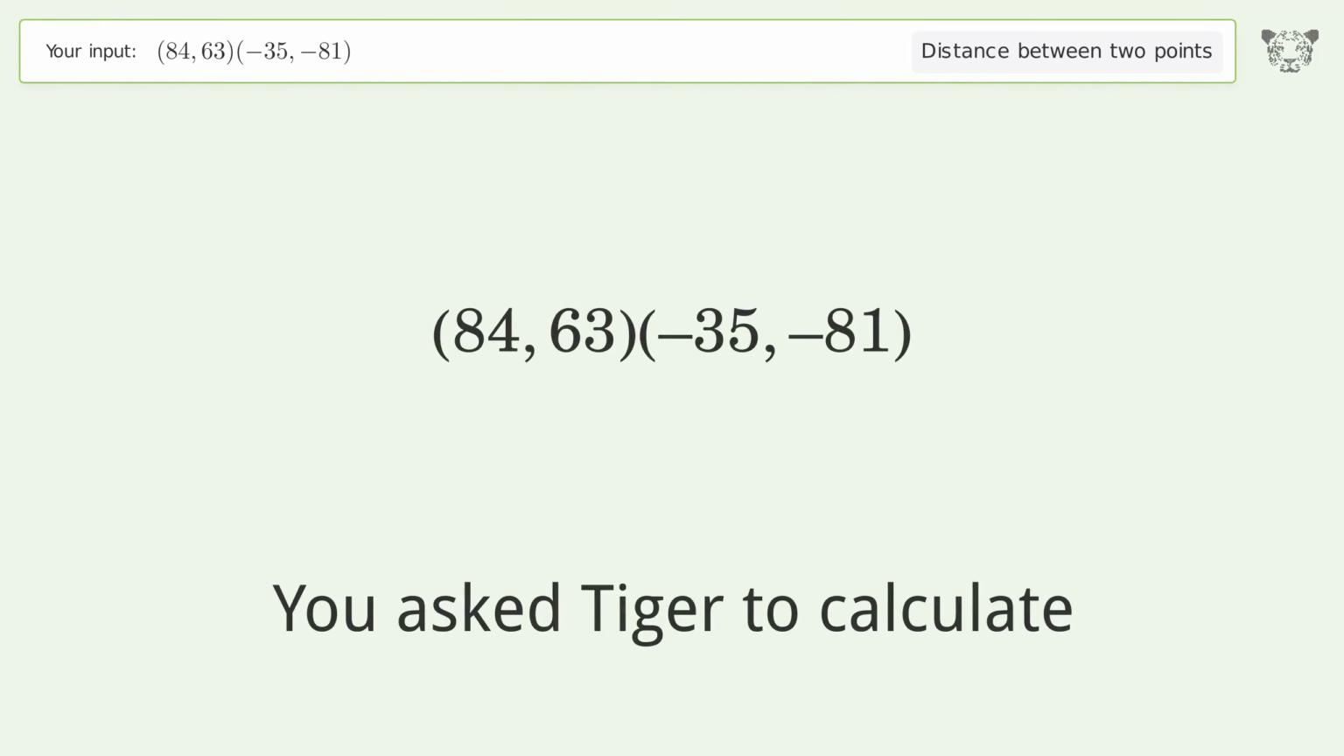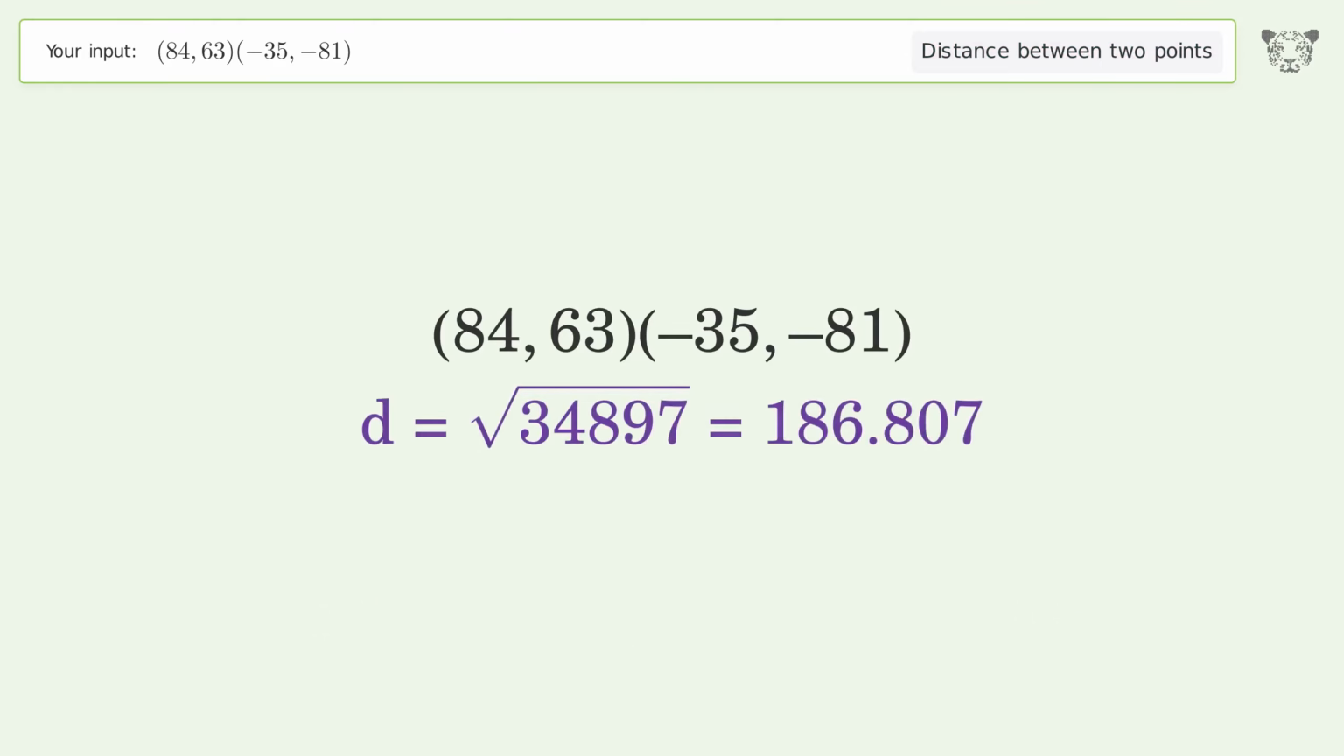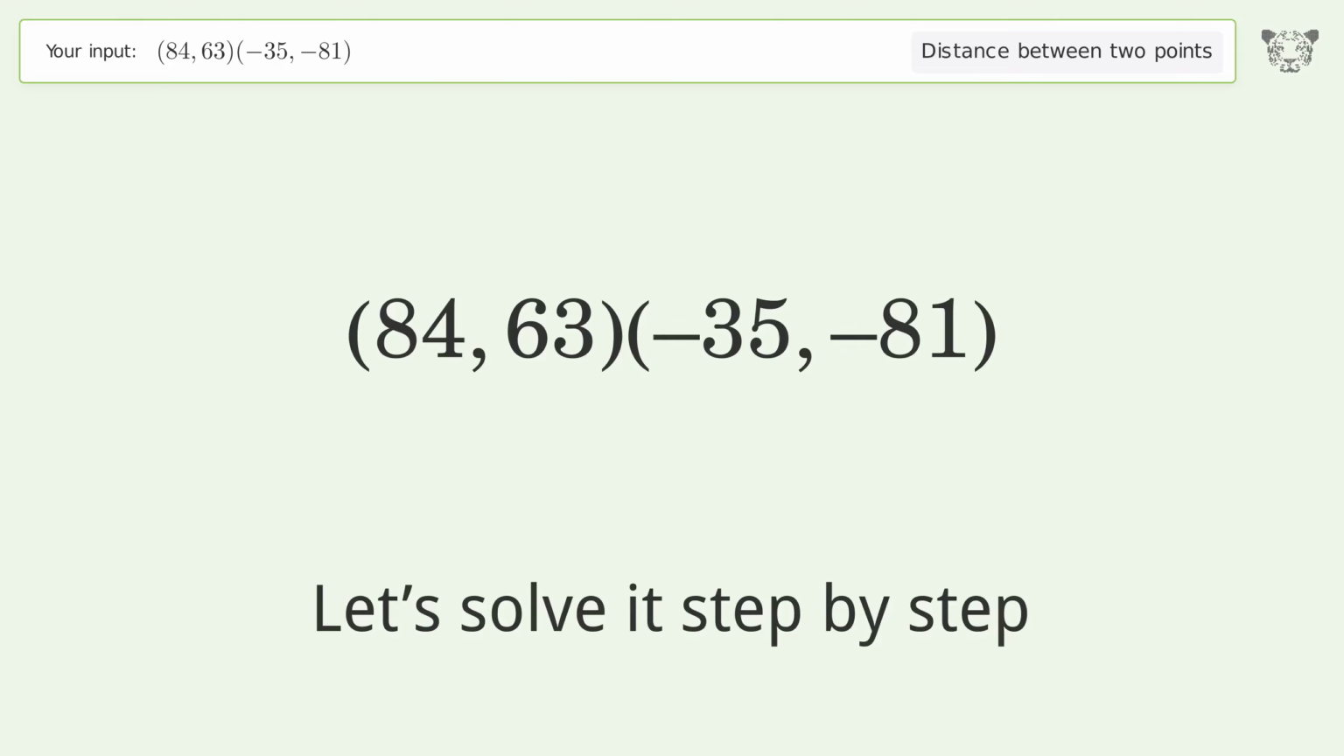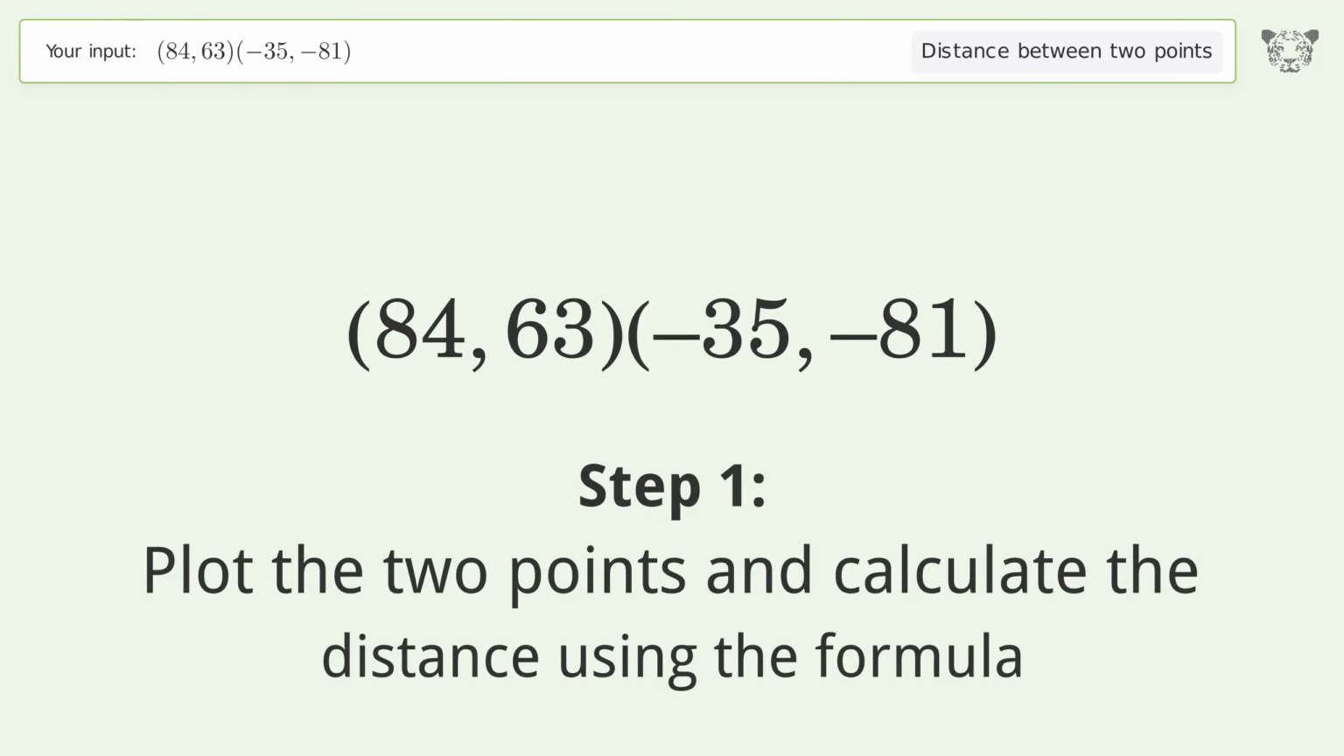You ask Tiger to calculate. This deals with the distance between 2 points. The distance between the 2 points is the square root of 34,897, or 186.807. Let's solve it step by step. Plot the 2 points and calculate the distance using the formula.